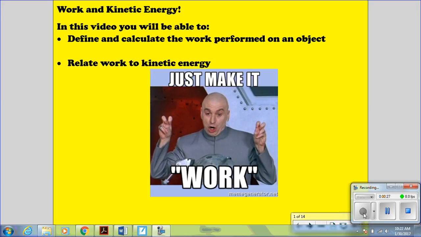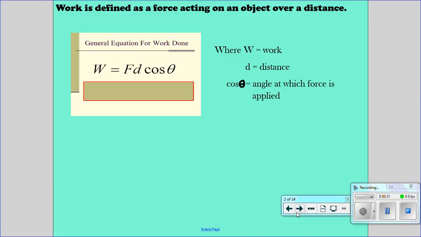So, let's define work to start. Here is the formula for work. Work is defined as force acting on an object over a distance. Mathematically, we can say that work equals the net force applied to an object times the distance that the object moves times the cosine of the angle at which the horizontal force is being applied.